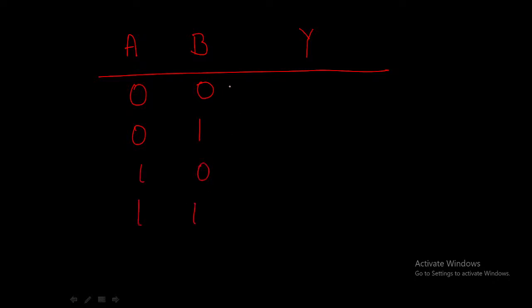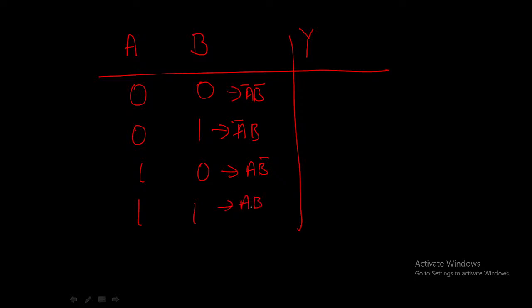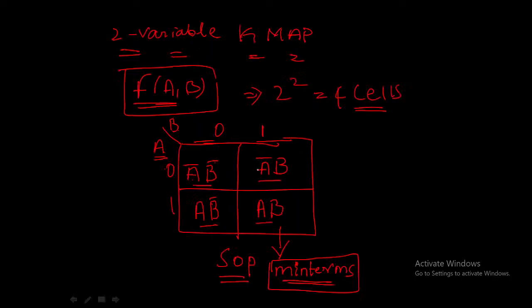If you see the truth table, these are my inputs A and B, and this is my output Y. So what are the min terms? The possible combinations are 0 0, 0 1, 1 0, 1 1. That is A bar B bar, output may be anything, A bar B, A B bar, AB. So these are all the min terms. Each cell in this particular K-map represents a min term. So this is how you are going to represent a two variable K-map for a Boolean function which is in the form of SOP.